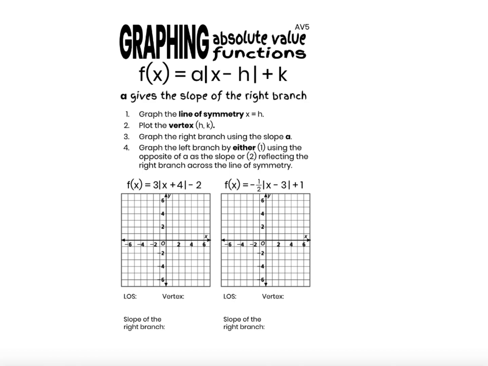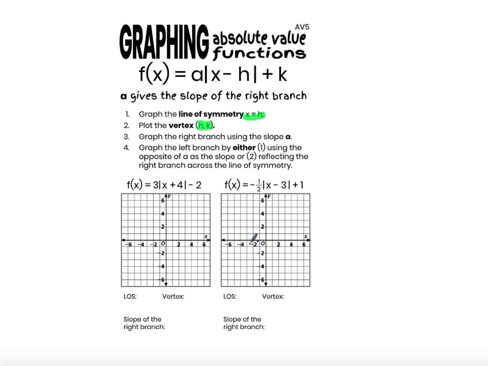When we are graphing absolute value functions, we need to use the fact that the line of symmetry is x equals h, where h is found in the function rule, and the vertex is h comma k, where h and k are found in the function rule. So the first thing we're going to do when we're graphing an absolute value function, such as f of x equals 3 times the absolute value of x plus 4 minus 2, is graph the line of symmetry.